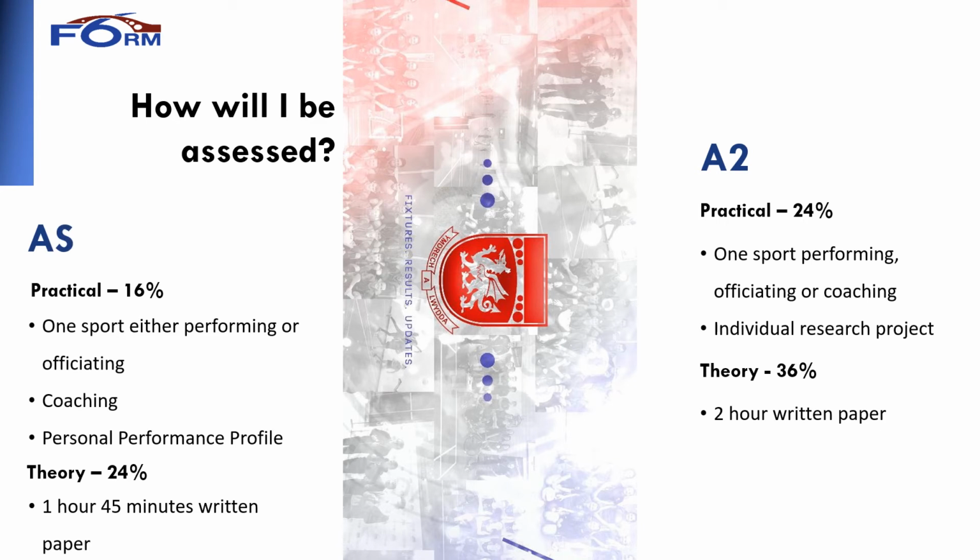So the AS and the A-level percentages here, as you can see, they will give you 1 grade at the end of year 13. So if we were to look on the left at the AS course, the practical side is worth 16%. Now you will choose 1 sport, and whether you perform or officiate, and you will coach. The personal performance profile is the coursework. The theory is 24%, and that would be a 1 hour and 45 minute written paper, and that is usually at the end of May or beginning of June.